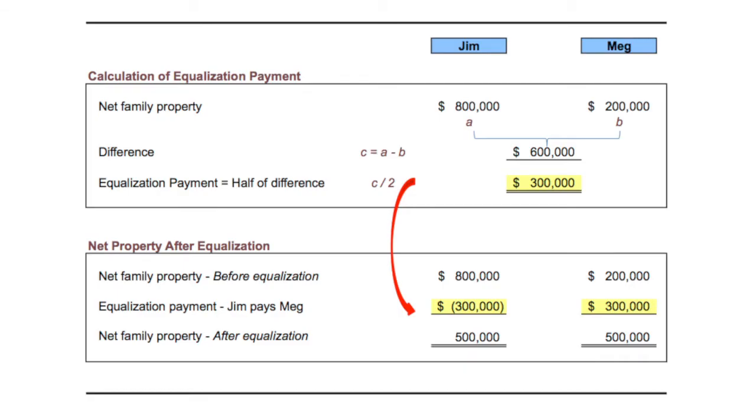In this case, Jim, who has the higher net family property, must pay half the $600,000 difference, or $300,000, to Meg. The final result after the equalization payment of $300,000 will be that Jim and Meg will each have $500,000 of net family property.